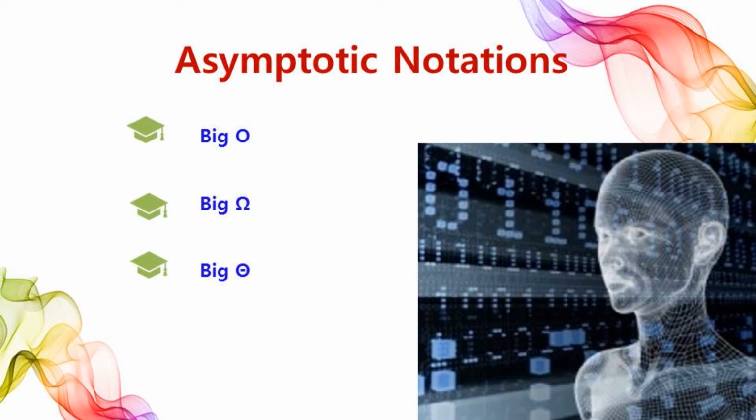There are three asymptotic notations which are mostly used to represent time complexity of algorithms. First one is big O, second one is big omega, and third one is big theta.